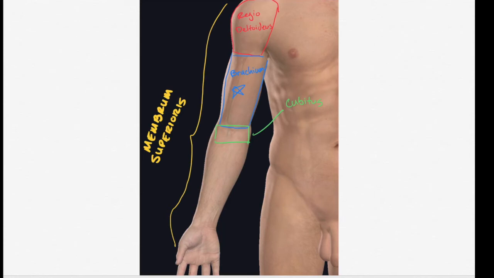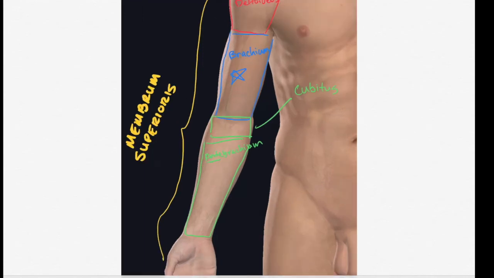Following that, we have our antebrachium. Now, if we were going up towards regiodeltoideus, we can remember that ante means before. So this is the region before the brachium, which is technically not true because we have the cubitus right here, but that's what helps me to remember antebrachium between antebrachium and brachium. Okay? Good. And lastly, we have the hand.